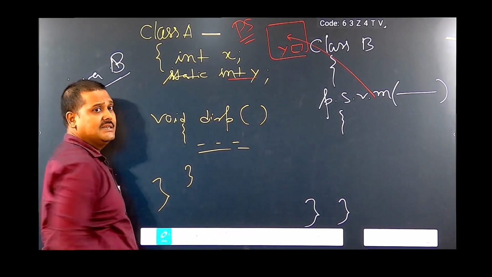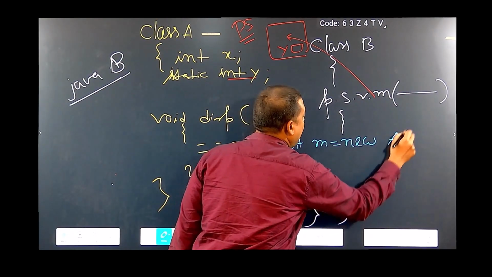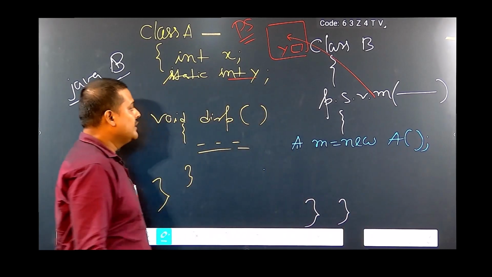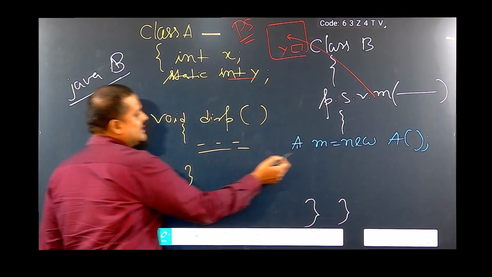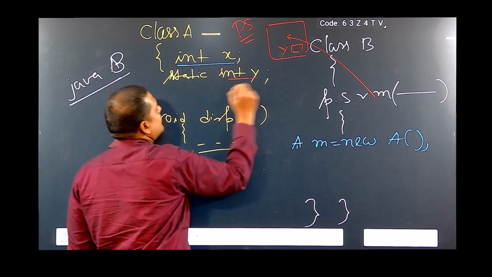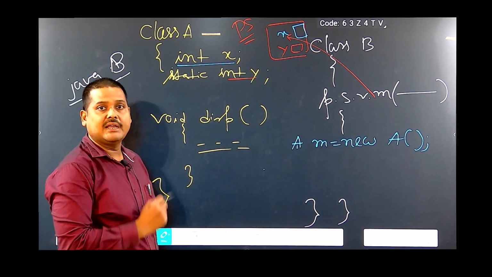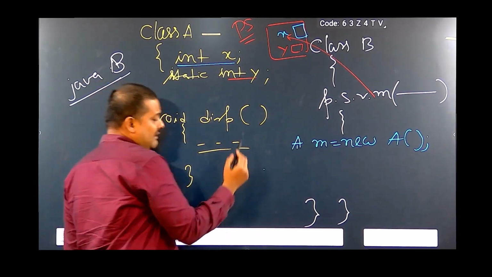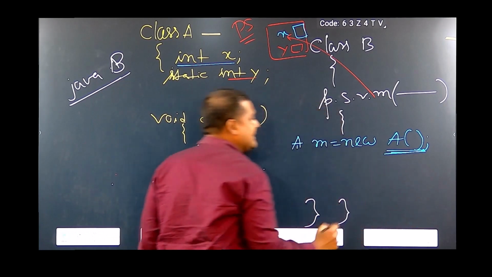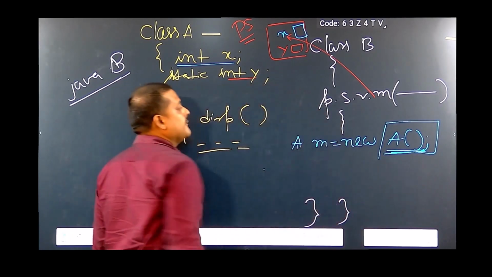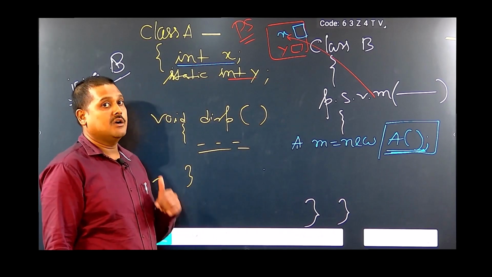But what about these others? We know how we can allocate them. You know that we write A m equal new A. You have seen this particular syntax. By the help of this, this x will be allocated inside the primary storage, and we can use that. Now what about this? What is this? I told you before, I will discuss it later. This is called a constructor call.